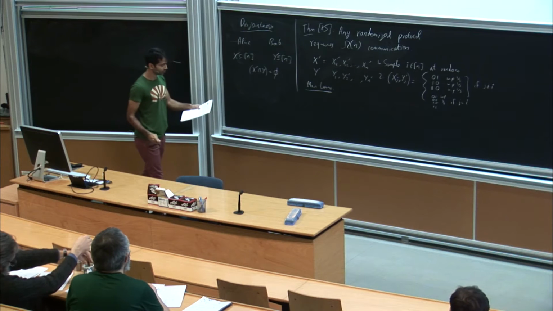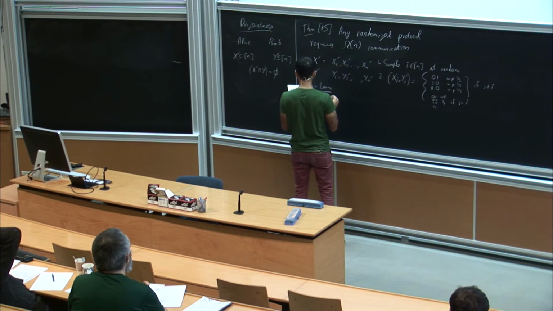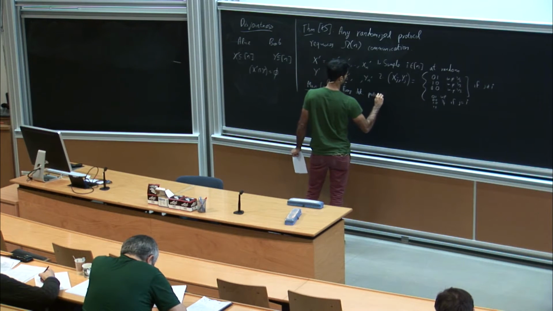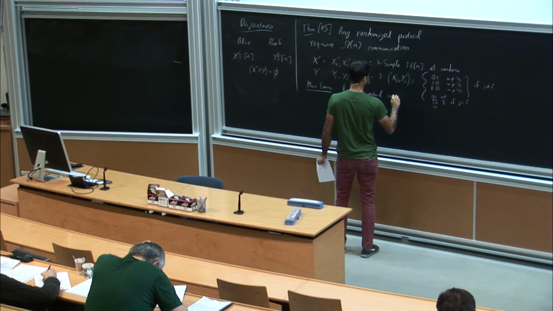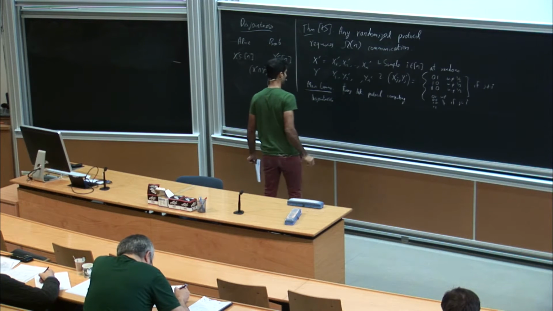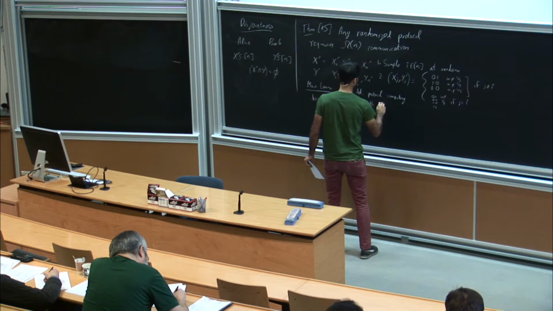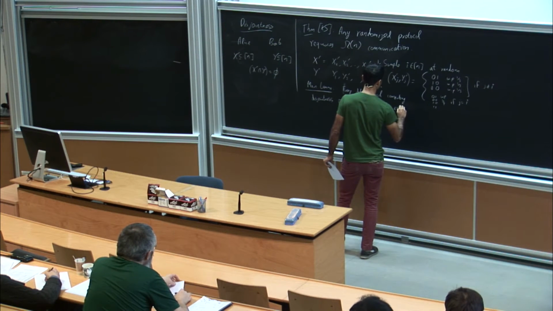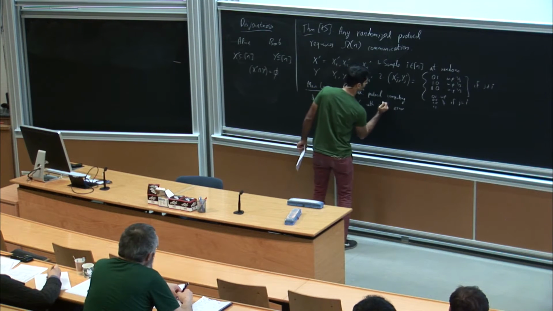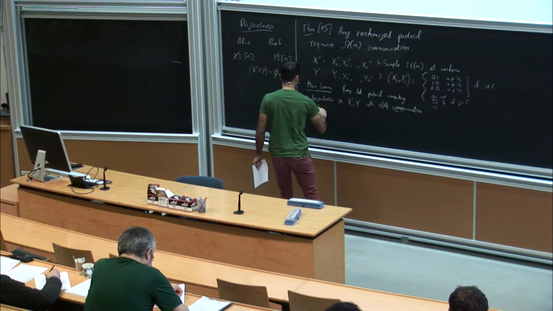Okay, so the main lemma I want to show you is that every deterministic protocol computing disjointness on x prime, y prime with little o(1) error will have little o(n) communication. Has large error.